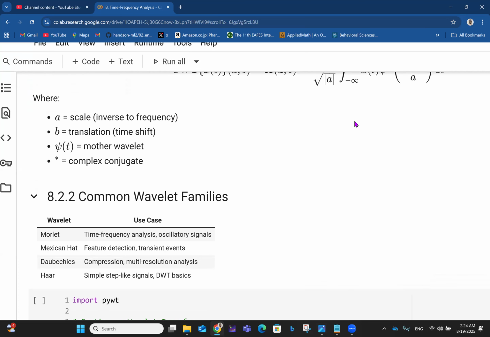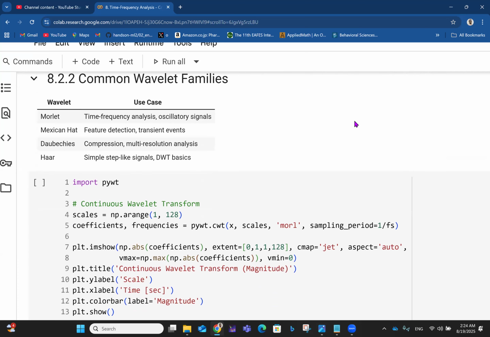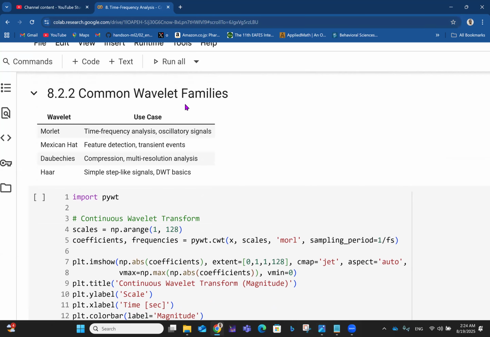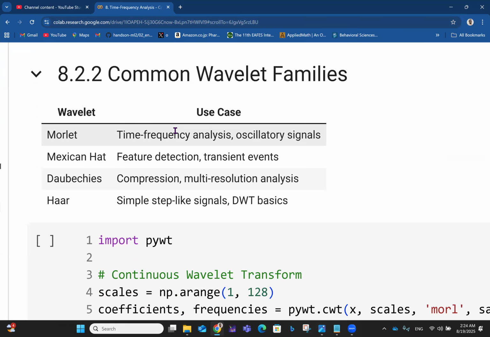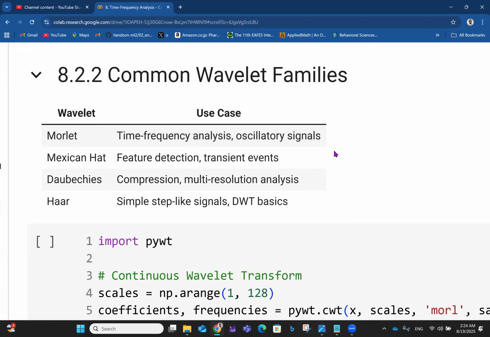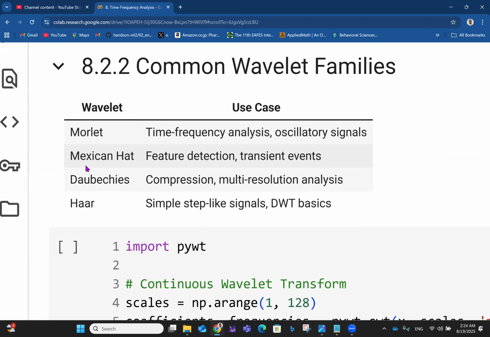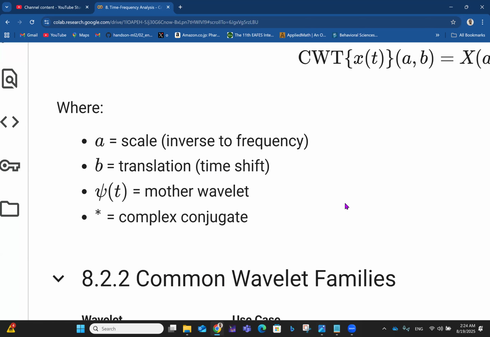Like I said the other time, there are different types of wavelet families. You have the Morlet, which is used for time-frequency analysis and oscillatory signals. Then you have the Mexican hat, which is good for feature detection and transient events. You have the Daubechies, which is good for compression and multi-resolution analysis. So Morlet wavelet, Mexican hat wavelet, Daubechies wavelet, right? And then you have the Haar wavelet, which is good for simple step-like signals and DWT basics.